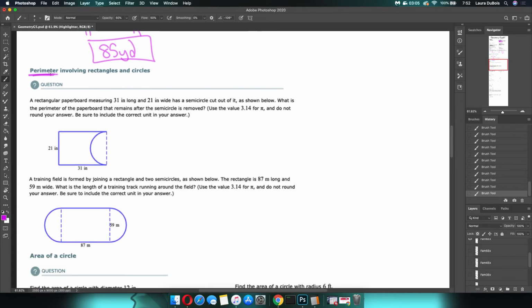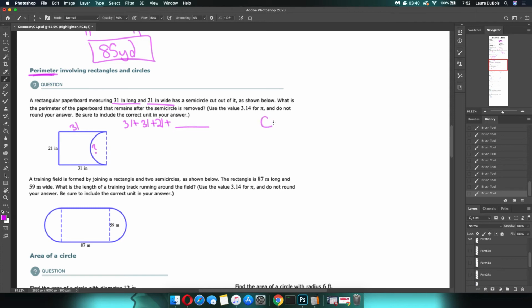Perimeter still involving rectangles and circles. So we've seen versions of this before. A rectangular paperboard measuring 31 inches long and 21 inches wide has a semicircle cut out as shown below. What is the perimeter? So 31, 21, 21. Well, the diameter is 21. So here's the part we're trying to figure out, because we know it's going to be 31 plus 31 plus 21 plus whatever that particular side is.